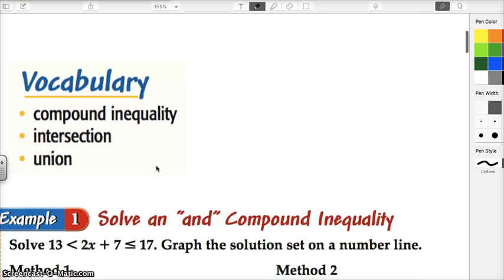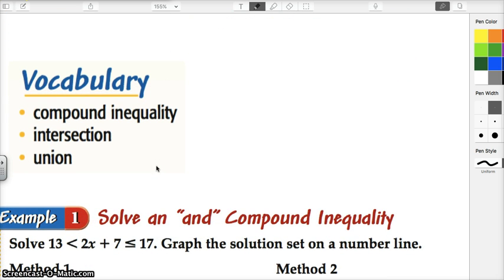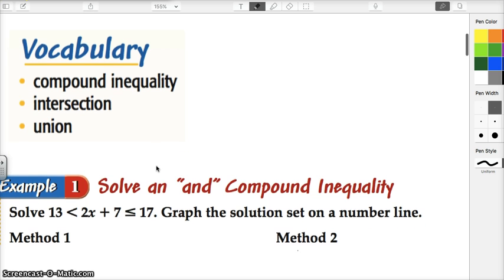So last section, we were solving inequalities, and I probably should have written each of the answers in set builder notation, but that's okay. We'll make up for it in this video. And this time, we're going to be talking about compound inequalities, intersection, and union, and I'll use some examples that are a little silly, but we'll see how it goes.